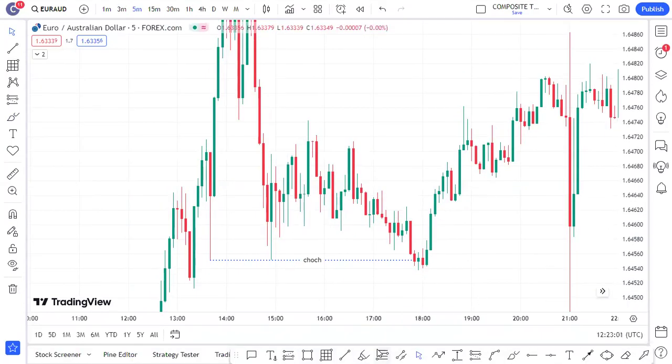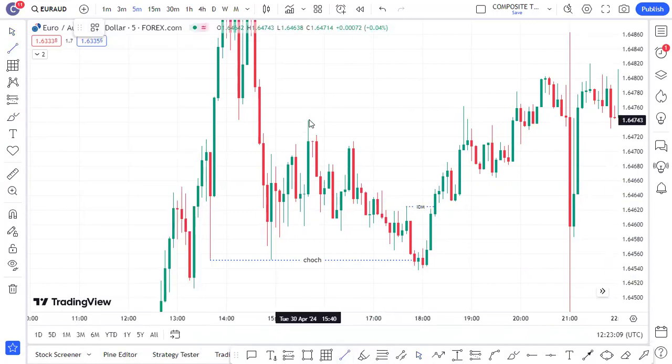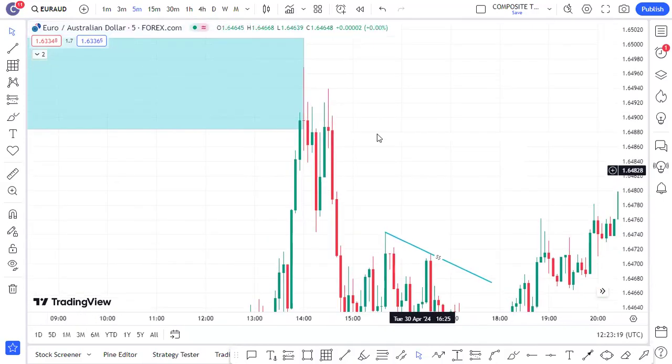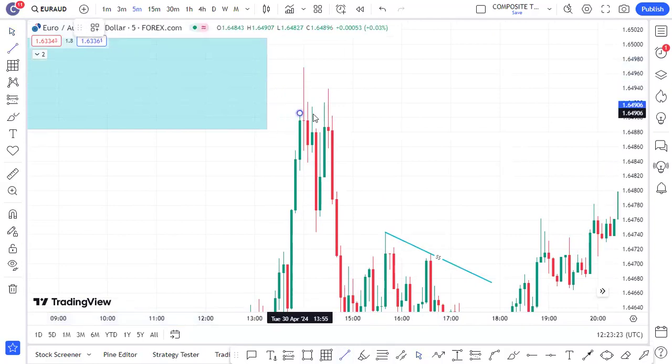So where is our inducement here? Our inducement is the last pullback we got here. But in addition to it, you can see we have some sort of trend line liquidity here, which was supposed to be taken out. So this tells you that this market has a high chance of moving to the upside. And right here, if we just push this order block a little bit, you will realize this was the last sweep here.